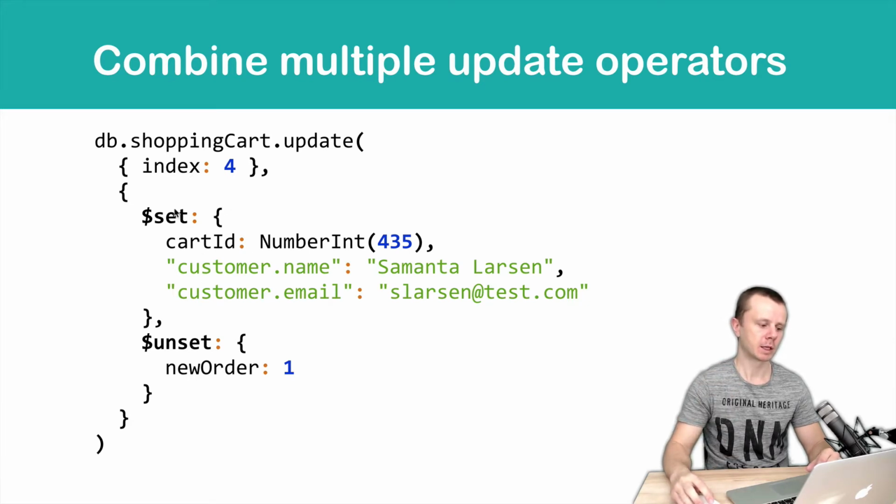So set is a key, here its value, then comes comma, and then unset is the next key, and here its value. So two key value pairs separated by comma. Let's look at this in action.